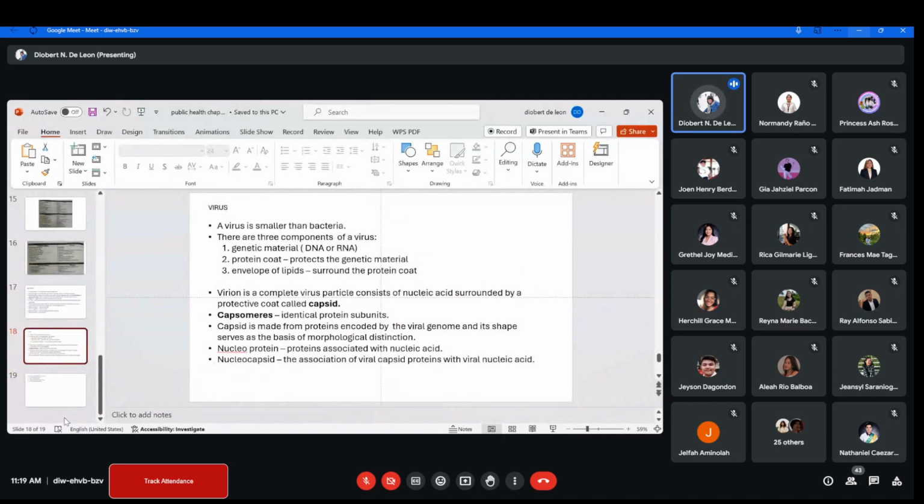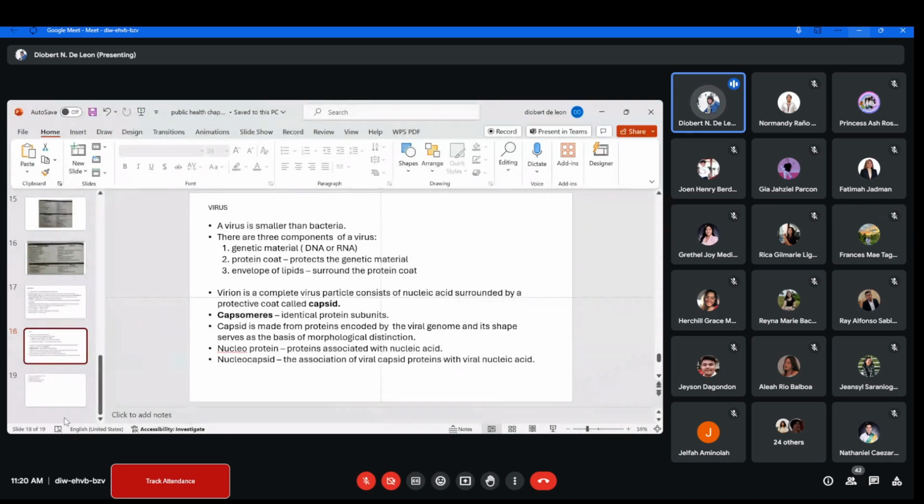Virus is smaller than bacteria. Okay? It can even infect bacteria and other larger microorganisms. And there are three major components of a virus. These are genetic material, which could either be DNA or RNA. We have the protein coat. This protects the genetic material. And lastly, we have the envelope of lipids, which surrounds the protein coat.